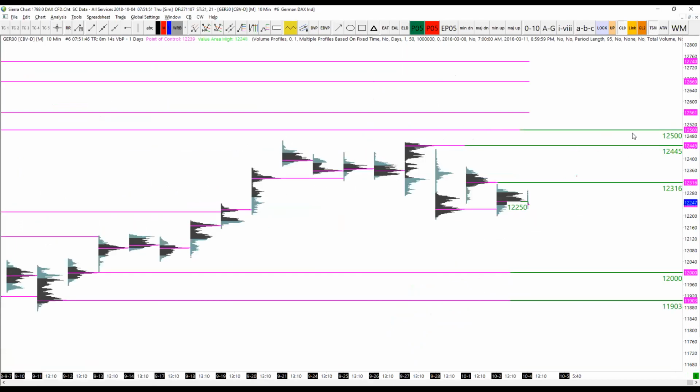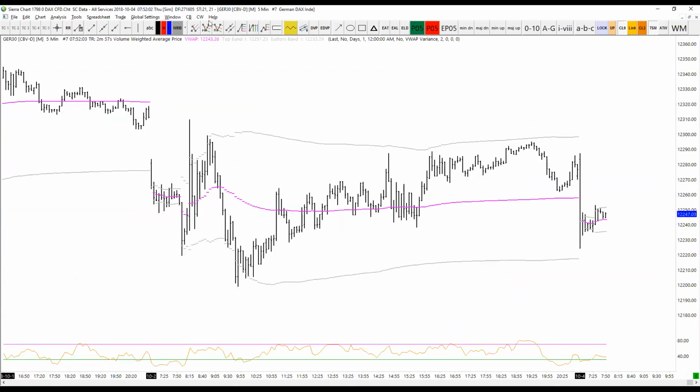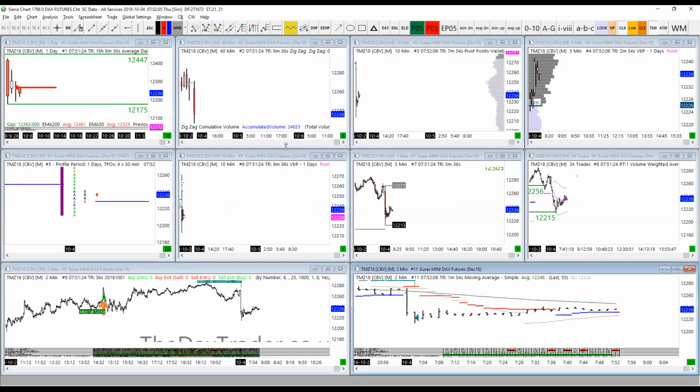The points of control to mark out on the chart as target areas are 316, 445, and 500, 12,000 or 903 to the downside. If you want more information on the DAX, then have a look at the premium video. Let's take a look at FTSE.